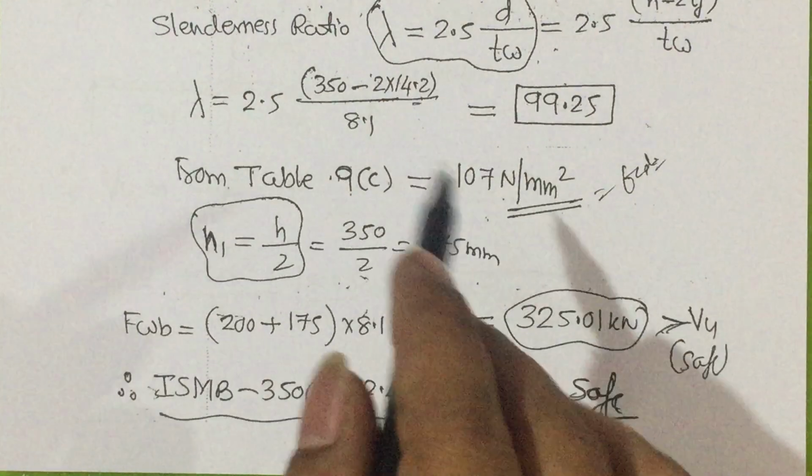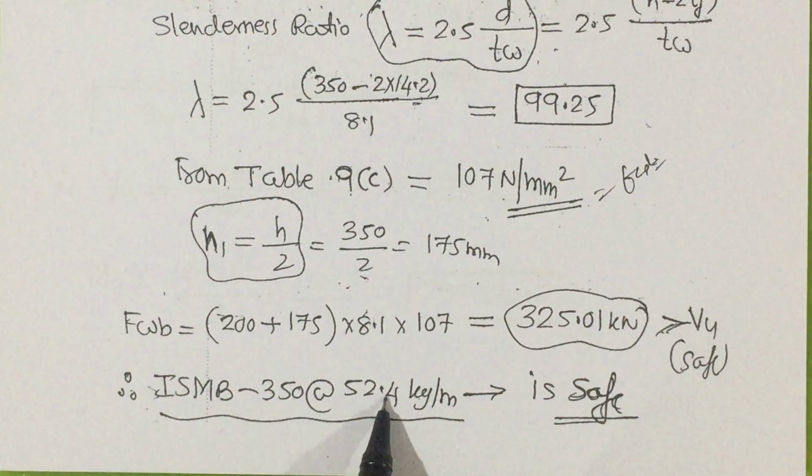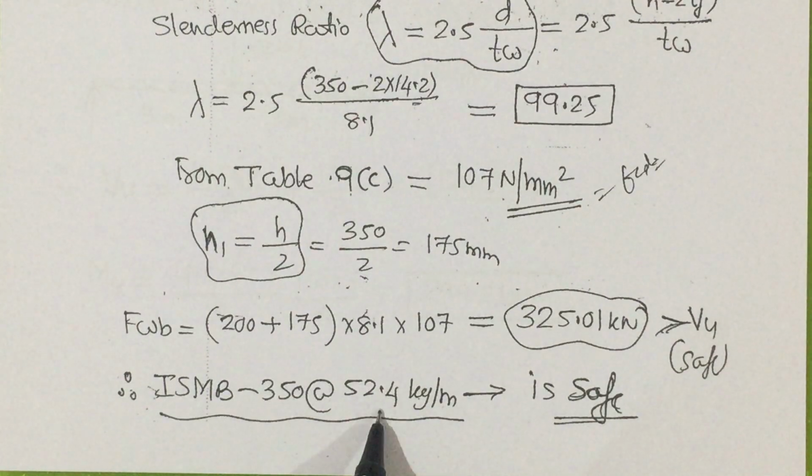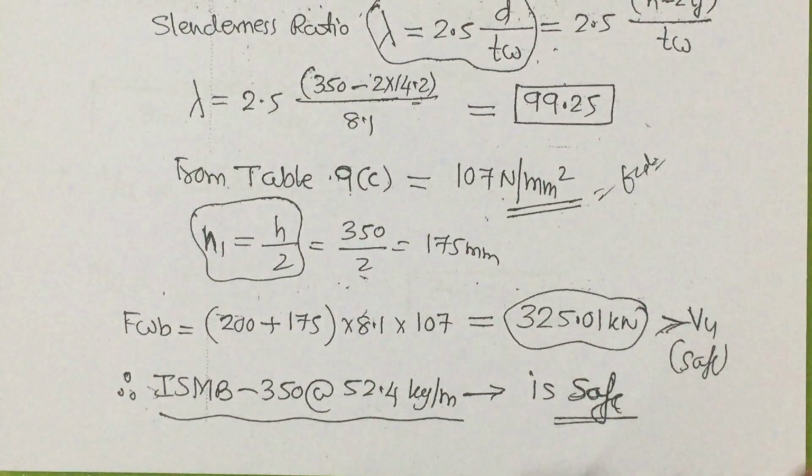From all these checks, we can conclude that ISMB 350 at 52.4 kg per meter, the given section, is safe. That's all for this problem.